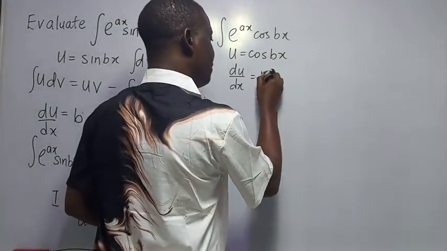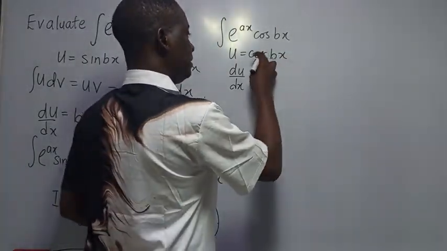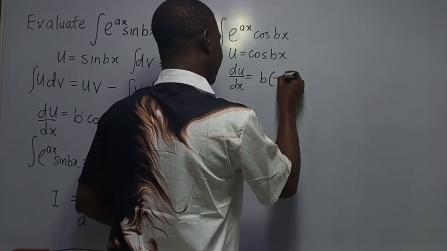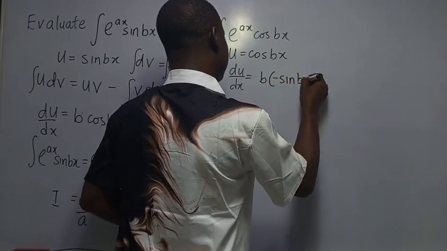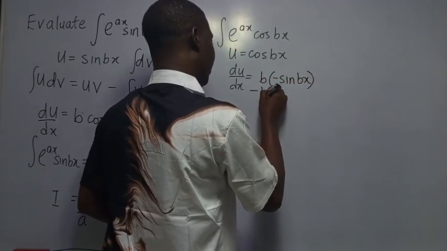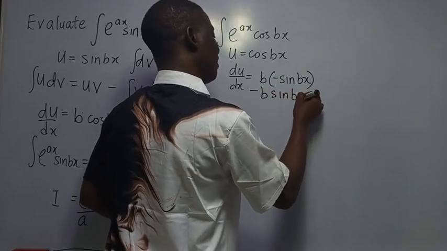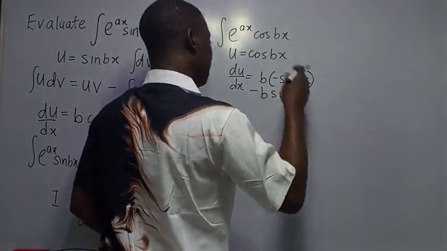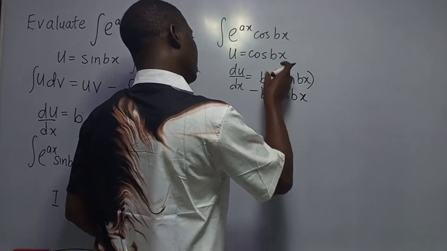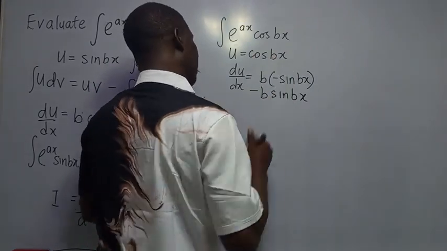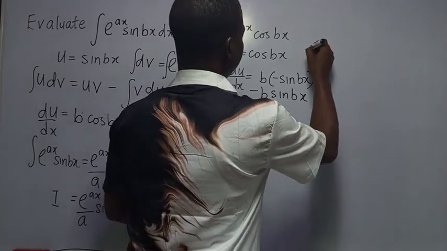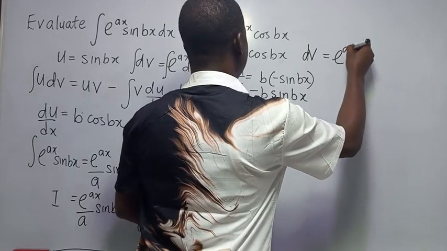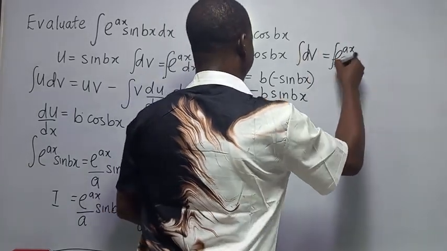While du over dx, differentiate bx, we are going to have b. Then differentiate cos, we are going to have minus sin bx, which is the same thing as minus b sin bx. So if you differentiate bx, you put it at the back and multiply the entire function. When you differentiate cos bx, you have minus sin bx. So what about v? Our dv is equal to exponential ax, as we did before.